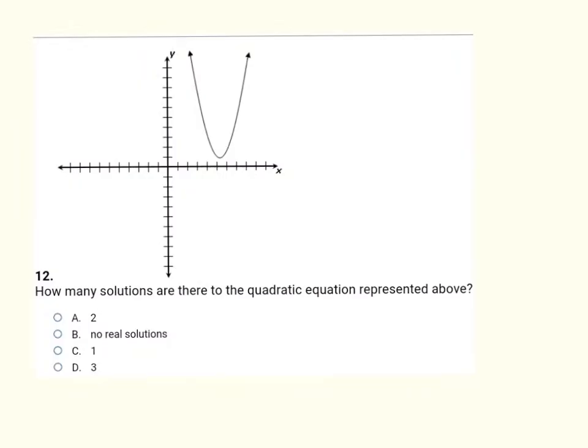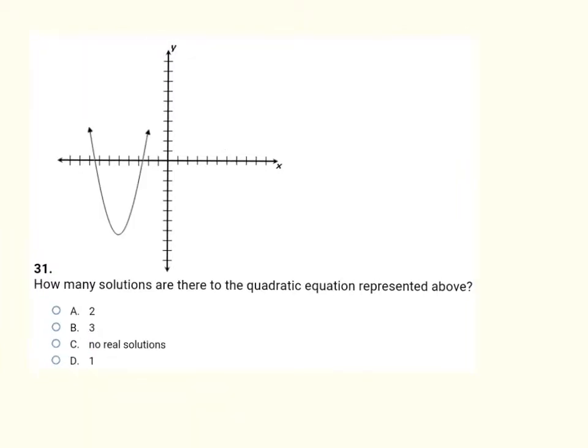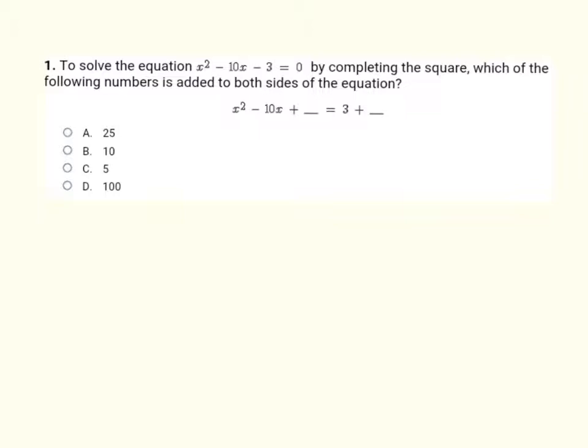This first one we're looking at how to solve by graphing, and it says how many solutions are there to the quadratic equation represented above? Well, I have this U, and to find my solutions, I want to find where it crosses the x-axis. This U is never going to touch the x-axis, so it's never going to have any real solutions, so my answer is B. And here's another one. This U actually touches the x-axis in 2 places, so that means it's going to have 2 solutions, which is letter A.